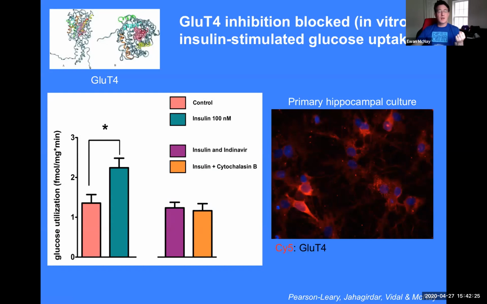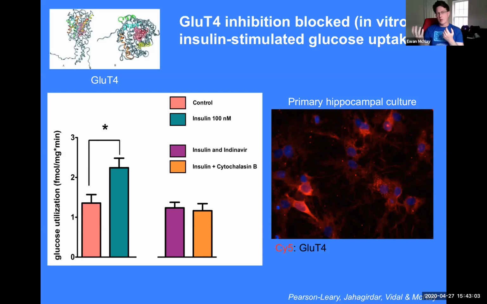And you see the same thing if you look directly at glucose uptake. So these are hippocampal neurons now in a cell dish. When you give insulin, glucose uptake goes up, as you would expect. Insulin is pushing this glucose into the cells. And if you give indinavir as well as insulin, it entirely reverses the effect. So our conclusion from these several studies, insulin is definitely working in the hippocampus. It's increasing memory. It's increasing glucose usage. And it's doing it via this specific glucose transporter, GLUT4.